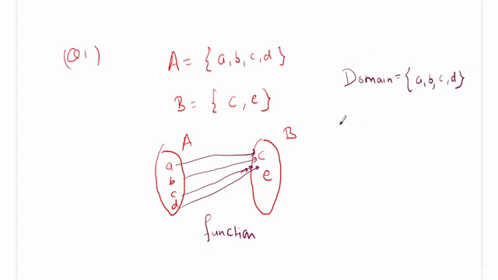If somebody asks you the codomain, then that will be C and E. But if somebody asks you the range, then that will be just the element C. Clear? Alright guys.